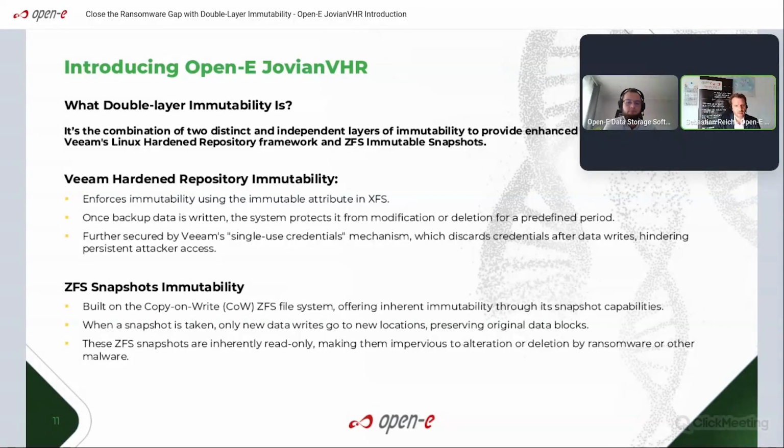You also have this single-use credentials mechanism, which gives another security layer. We have that also on your smartphone backup, maybe on some programs. That's just another security layer. Then we have, of course, the ZFS snapshot immutability. We have this copy-on-write through the ZFS file system. It offers snapshots by itself. And the good part is, even when a snapshot is taken, it only writes the new data created from the last snapshot to the next one.